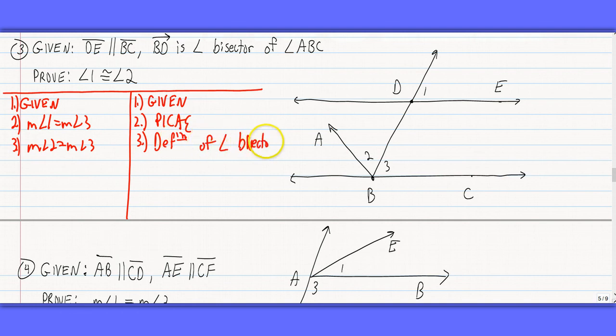It's not just bisector, it is the angle bisector. Step number 4, since 1 equals 3 and 3 equals 2, we can then say that the measure of angle 1 is equal to the measure of angle 2, and that is a transitive.